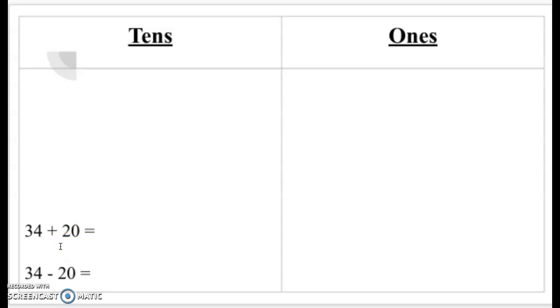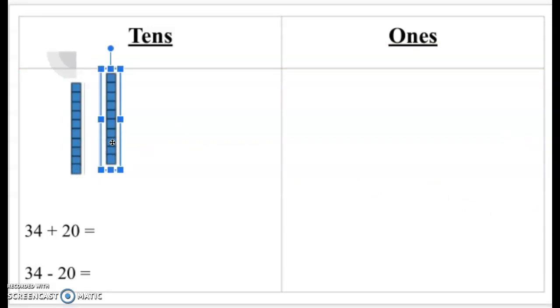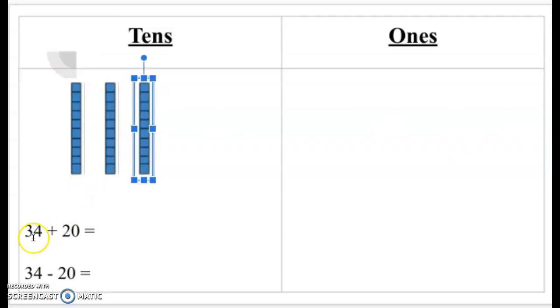So for 34, we're going to be using the base 10 blocks. We know that 3 is in the tens column, so we're going to be using 3 ten blocks. That would be 1, which is 10, as you can count, 1, 2, 3, 4, 5, 6, 7, 8, 9, 10. We'll use another 10 block, which is 2, all equal to 20. And our third block, which would be 3, which would be 30.